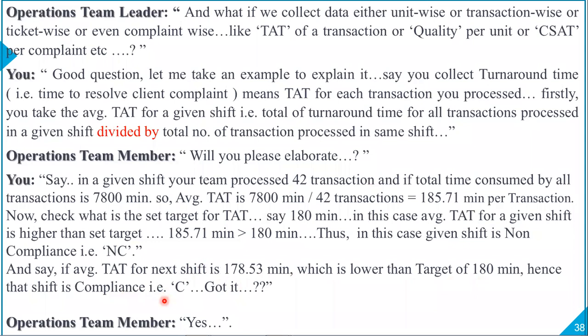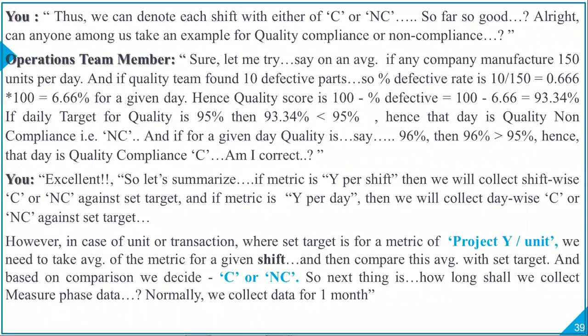Got it? And likewise, we'll continue with each and every shift. So I'm trying to find out whether it is meeting the target of 180 minutes. If the average processing time per transaction for a given shift is meeting the target of 180 minutes, that's compliance. If it is not meeting, if a given shift consumes more average time, then it would be non-compliance. Operations team member mentioned, yes, I got it. Next slide. Thus, we can denote each shift with either C or NC, right?